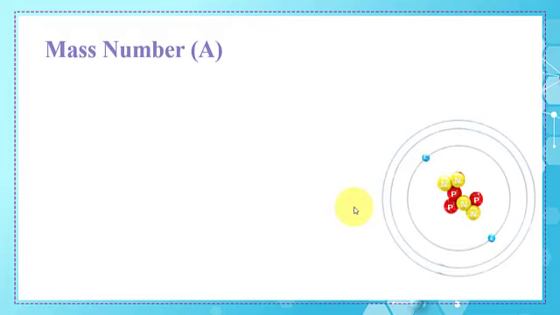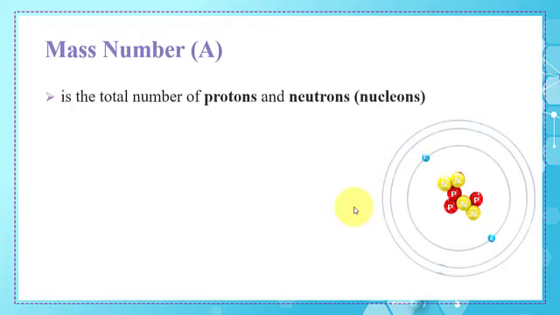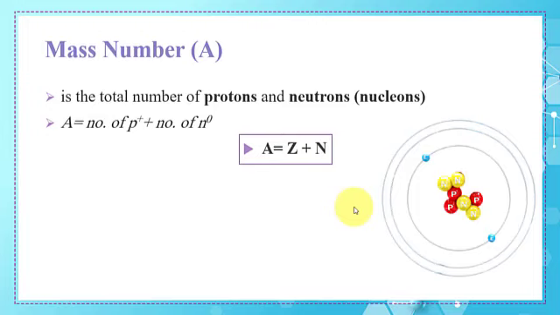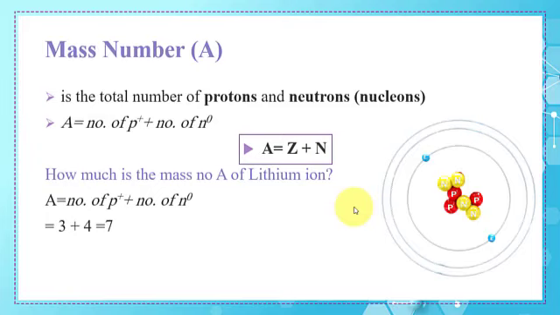The mass number A. Also by referring to the rule, it is the total number of protons and the neutrons, which are called the nucleons. Because we don't have a change in the number of protons and the neutrons, the mass number A is the same for an atom and an ion. How much is the mass number A of lithium ion? We add the number of neutrons, which is 4, to Z, which is 3, the answer is 7.